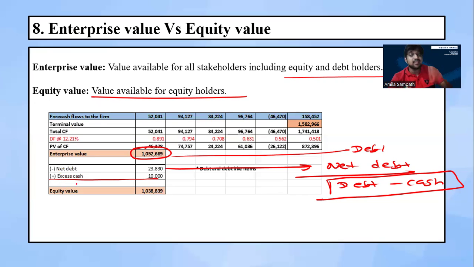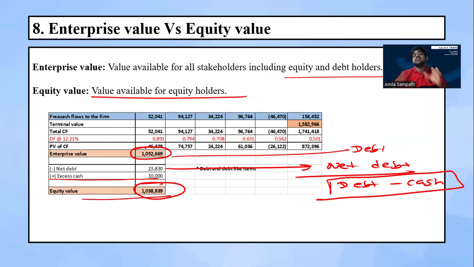Therefore, if you have excess cash, not normal cash and cash equivalents, but excess cash, meaning short-term investment in treasury bonds, then we need to add it back to the enterprise value, and then we can derive the equity value. After doing this adjustment, we can derive the equity value.